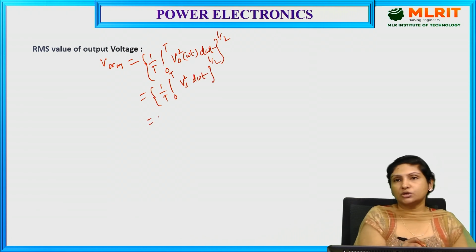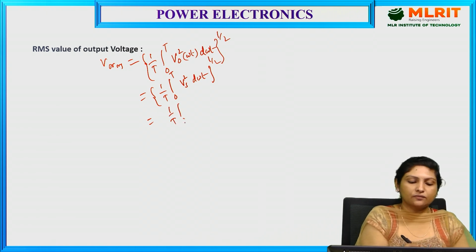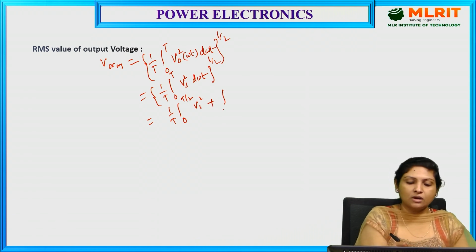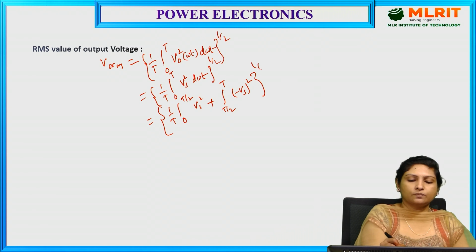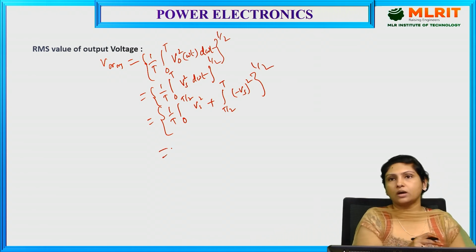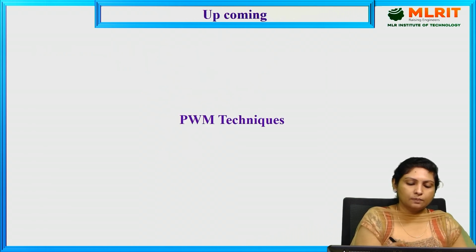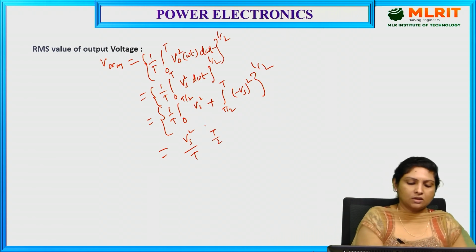And let us substitute the limits here. 1 by T, it is conducting from 0 to T by 2 with magnitude Vs square, plus again the negative half cycle is conducting from T by 2 to T with magnitude minus Vs whole square, d omega T, whole to the power of 1 by 2. So here Vs square is constant, bringing it out, Vs square by T. And if you see, the limits are T by 2 minus 0, plus T minus T by 2.